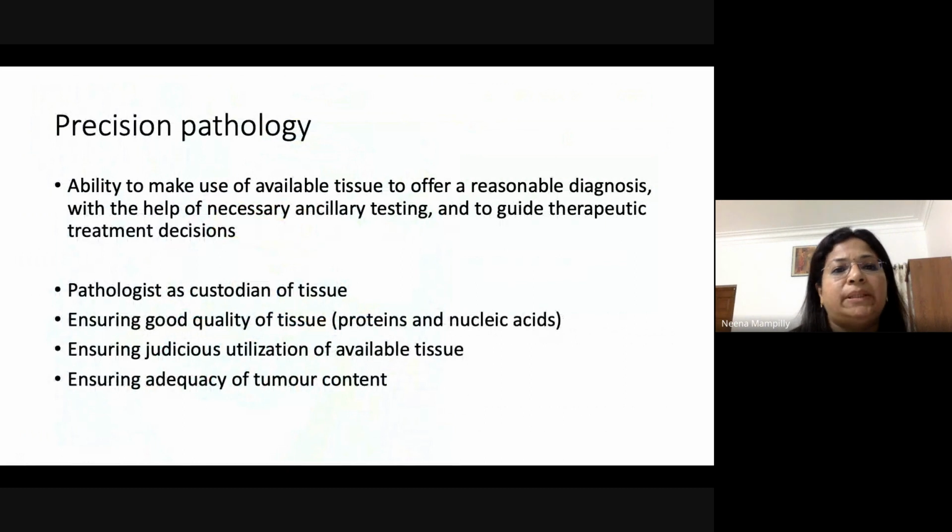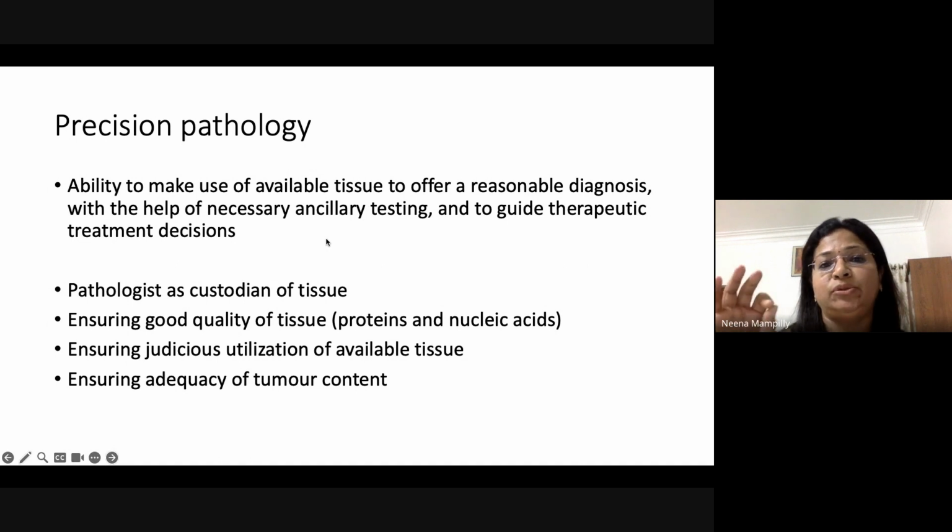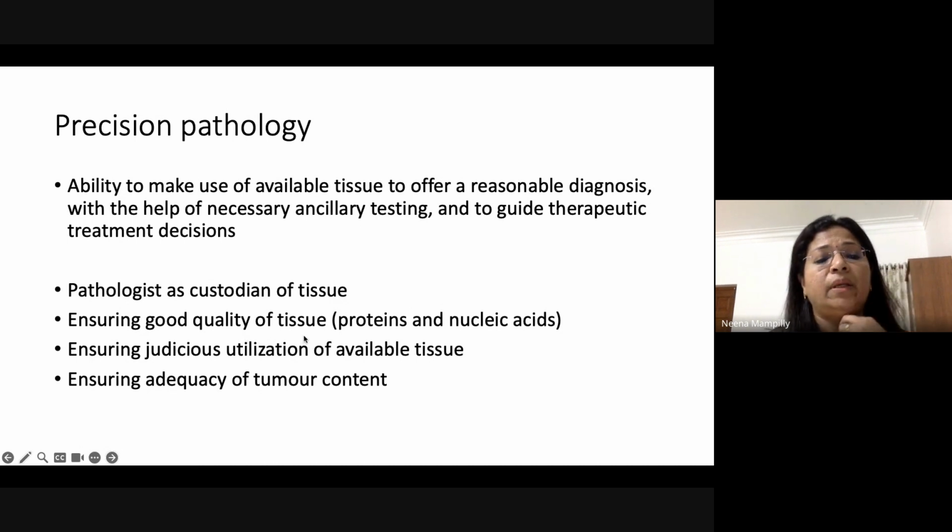So what is precision pathology? It's the ability to make use of available tissue to offer a reasonable diagnosis with the help of necessary ancillary testing to guide therapeutic treatment decisions. So we have to give a diagnosis. We have to guide the necessary ancillary testing. We need to know which test to do for which biomarker for which particular cancer, so that they can make the right therapeutic treatment decision. So basically, we are custodians of tissue. We are supposed to ensure good quality of tissue. We have to ensure that the tissue is well utilized and that there is adequacy of tumor content.